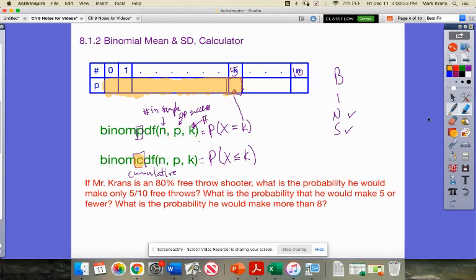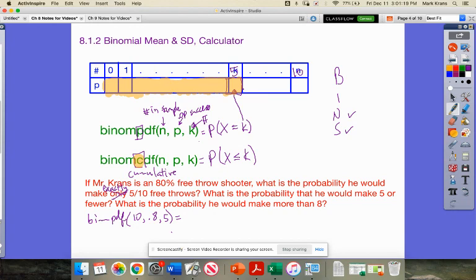All right, so let's try and answer a few of these questions. If we want the probability that Mr. Kranz would make only or exactly, how about we say that? Exactly, make it clear what I'm looking for, 5 out of 10. Then I would have to do Binomial PDF. So I'll just write Binomial PDF, and I'm taking 10 shots. Probability is 0.8, and I'm going to make exactly 5.